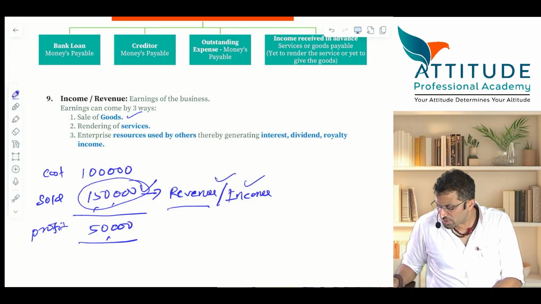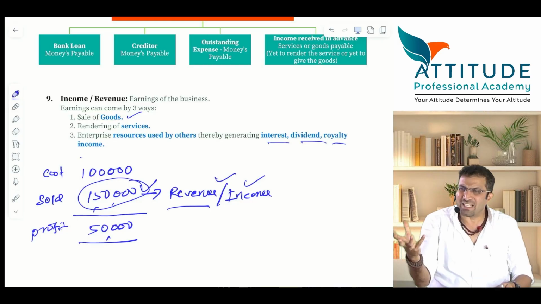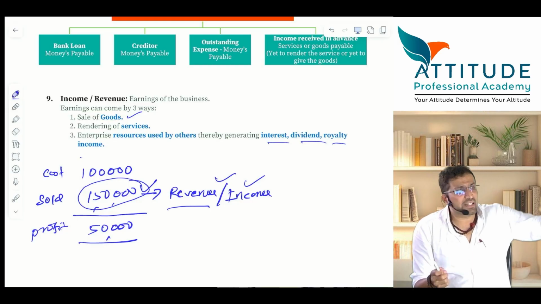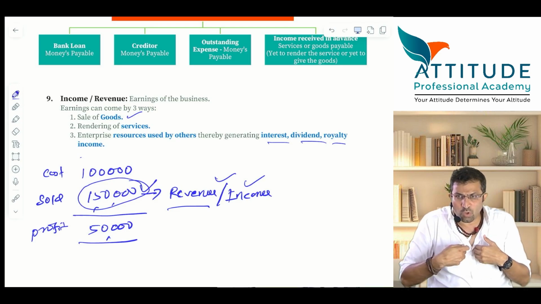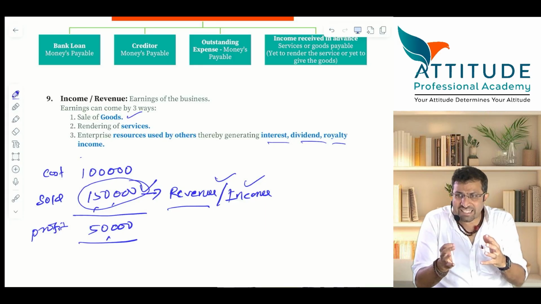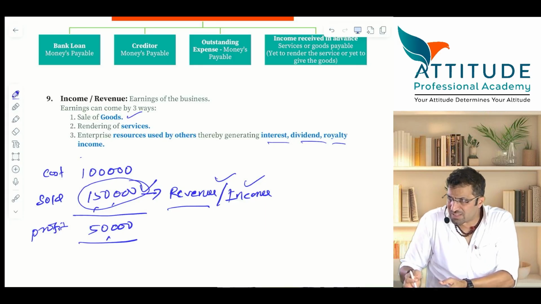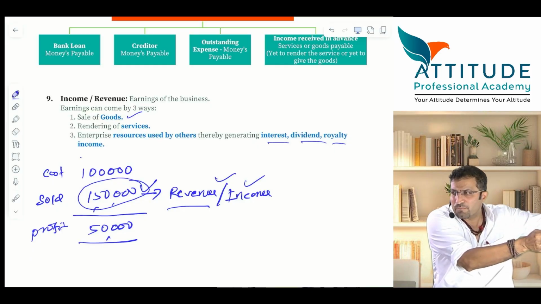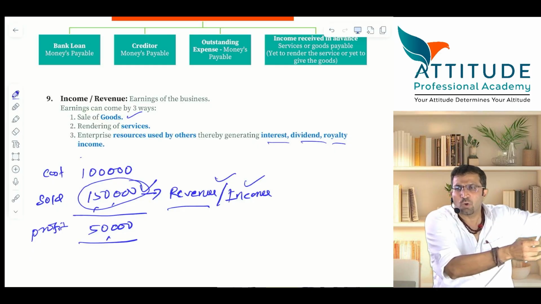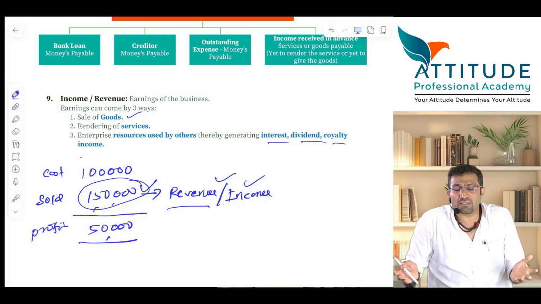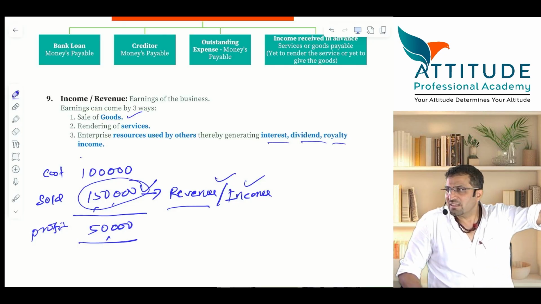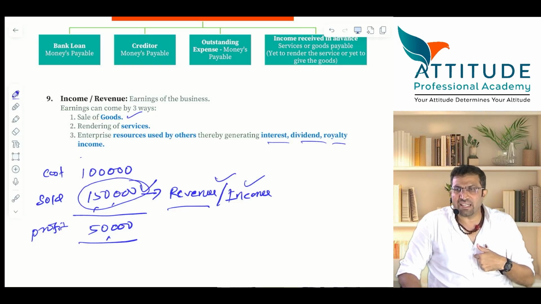Similarly, enterprise resources used by others, thereby generating interest, dividend and royalty income. Bhai sahab, I have excess cash of 10 lakhs. This 10 lakhs, I am keeping it in a bank. So my resource, cash, is controlled by me, in fact owned by me. My cash, am I keeping it in my business or am I giving it to the bank? Bank में FD रख दिया. What will the bank give me every year? Interest. बैठे बैठे मुझे पैसा मिल रहा है. I am not doing any hard work. I am just giving my resource to someone else. Someone else is using my resource. He is paying me interest.